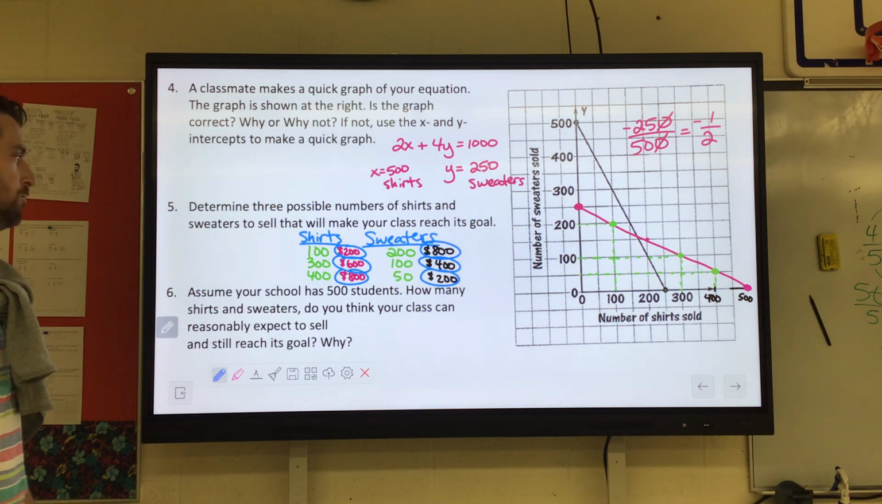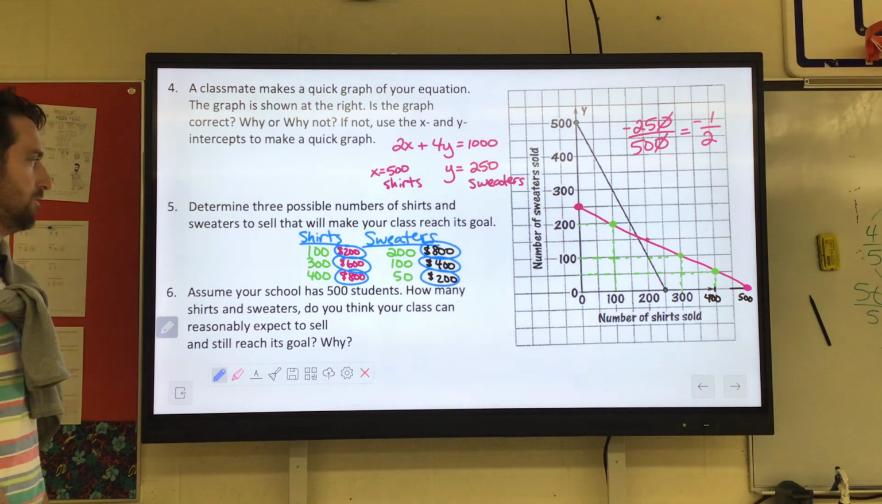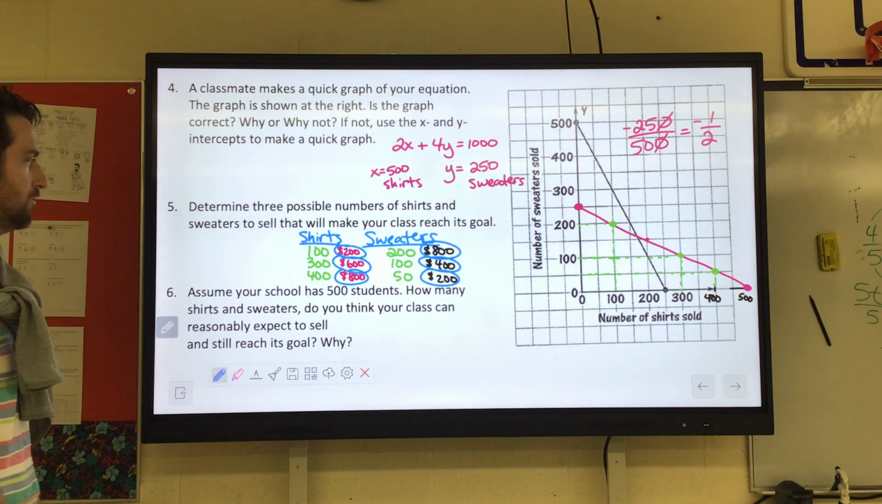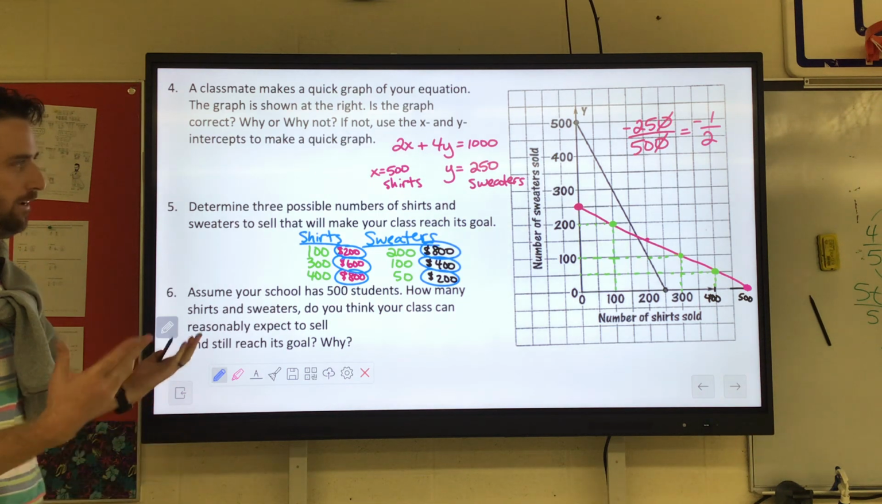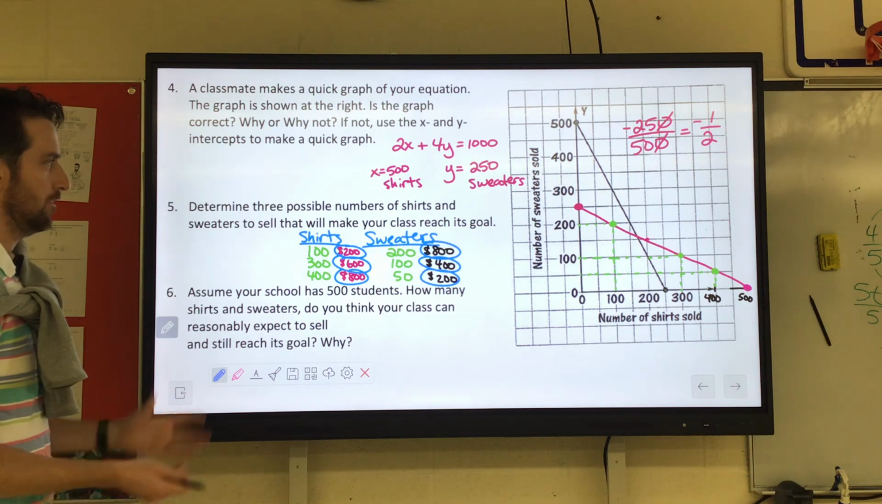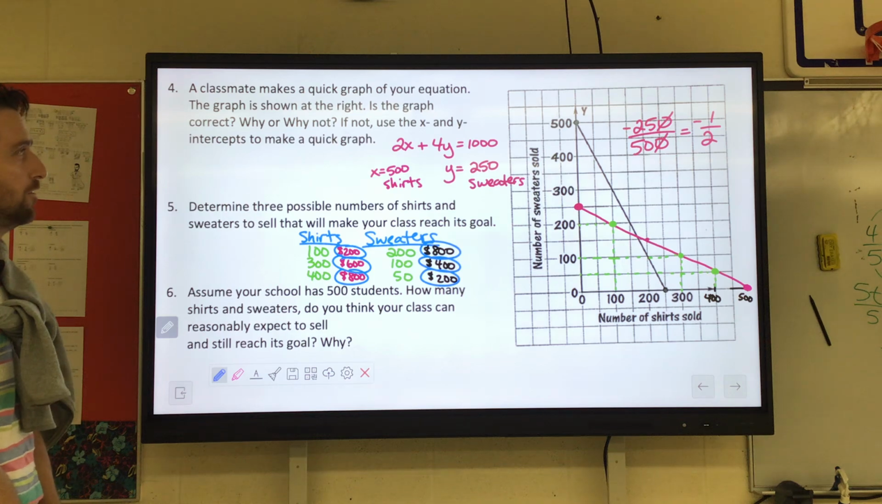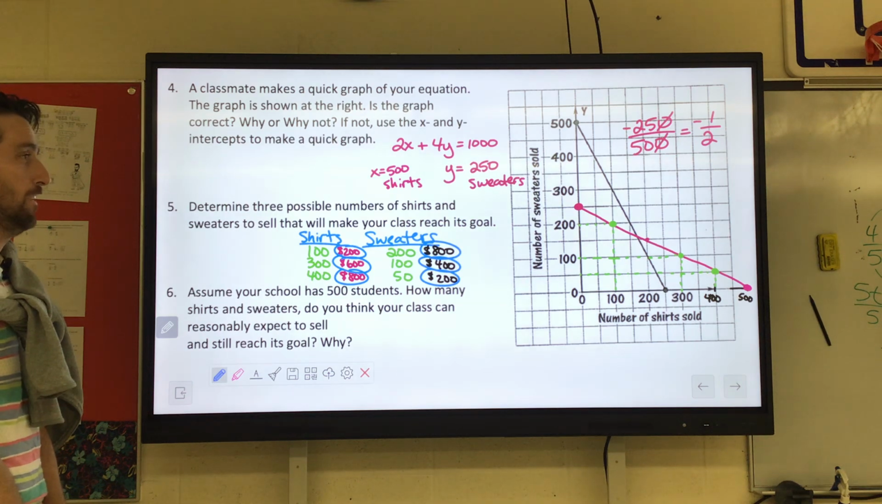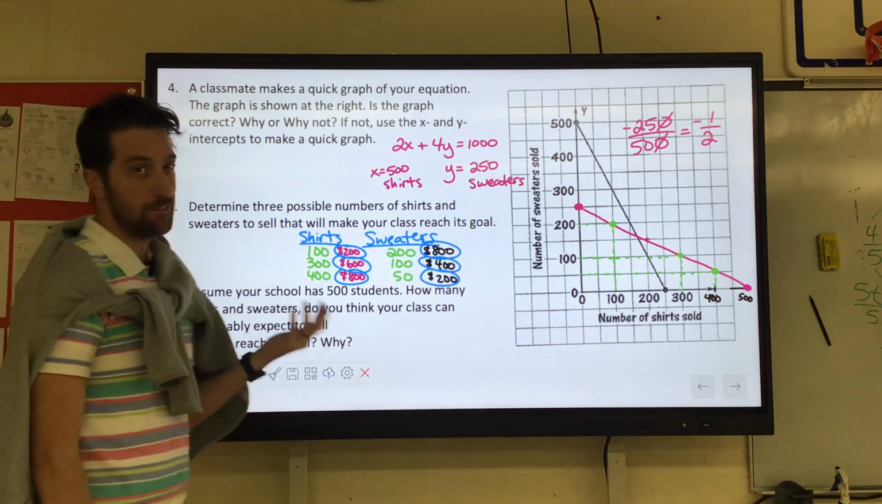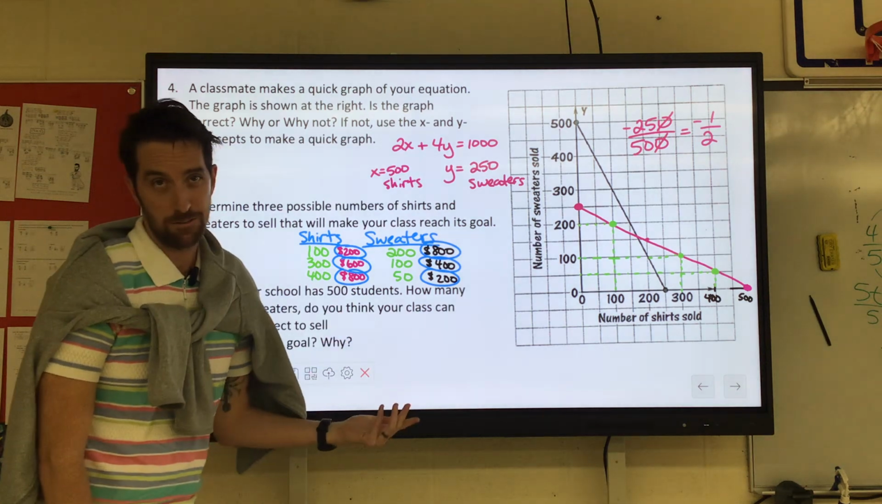Number 6, assume your school has 500 students. How many shirts and sweaters do you think your class can reasonably expect to sell and still reach its goal? Why? You could look at any of those combinations. Which one seems more realistic? I don't know. Honestly, to me, I think it'd be easiest for them to sell 500 shirts, right?